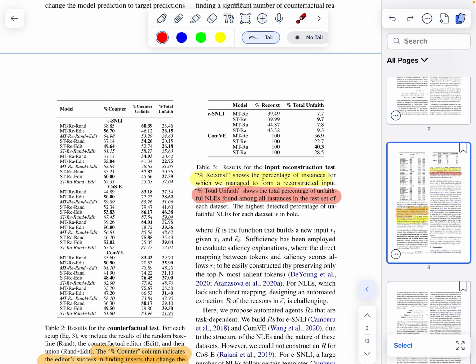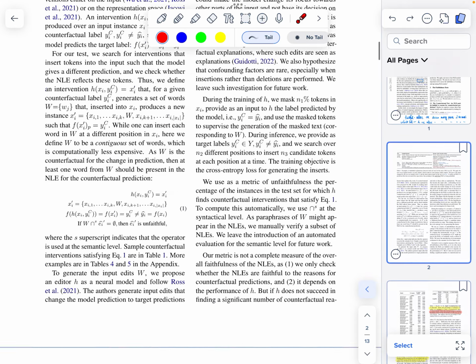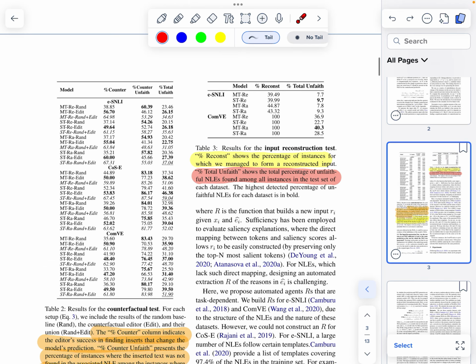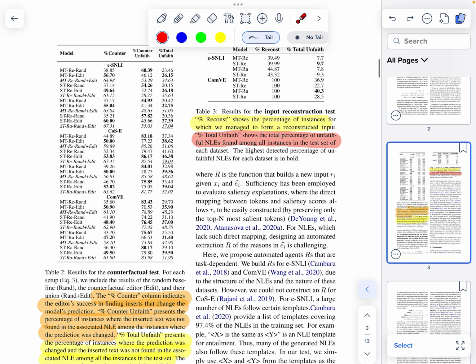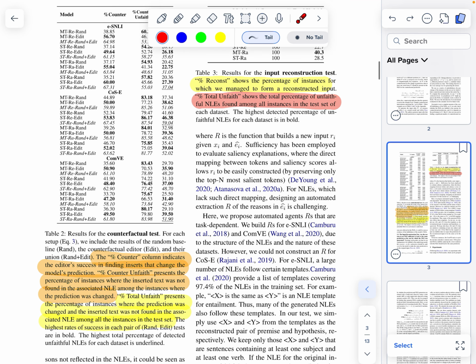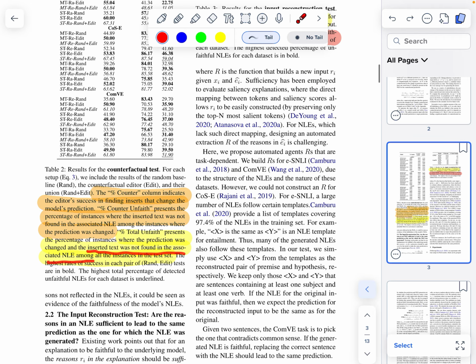The percentage of that would be this, like 60% of them among the ones that have been labeled do not have the actual random edits in the explanation. And then the total unfaith presents the percentage of instances where the prediction was changed and the inserted text was not found. So it's a combination of where you have changed and the inserted text was not found in the associated NLE, with the denominator being every instance.